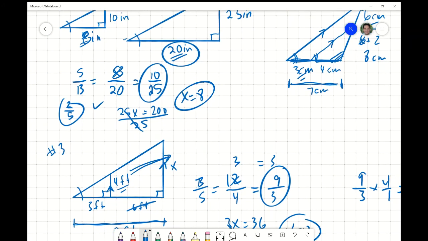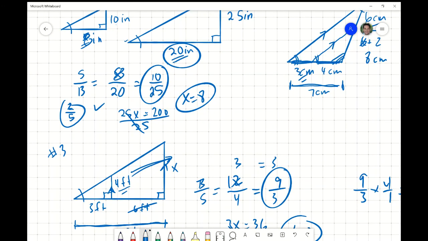If we wanted to, with the right triangles, we could do the Pythagorean theorem to find the lengths of those hypotenuses.